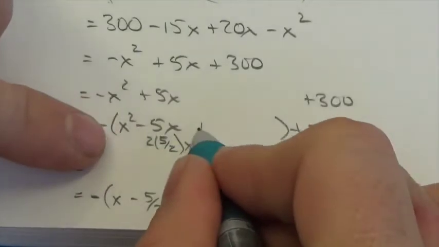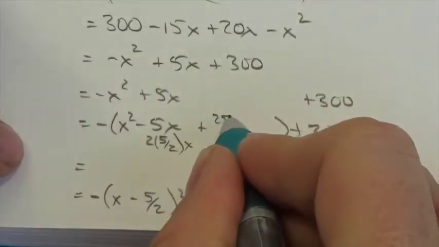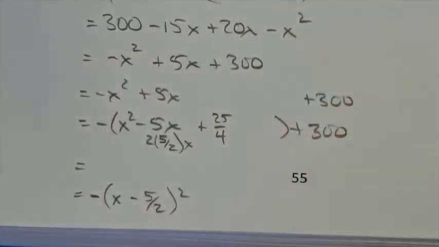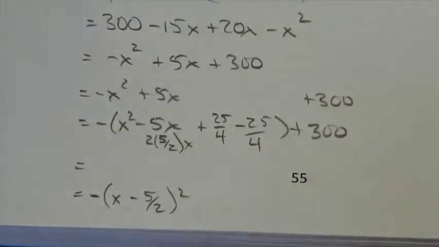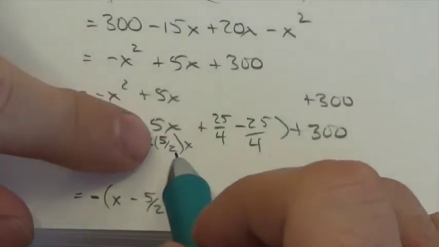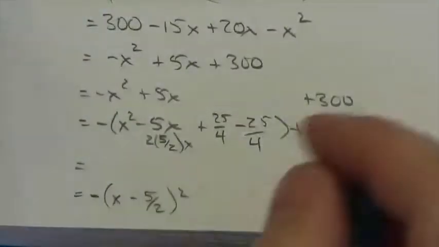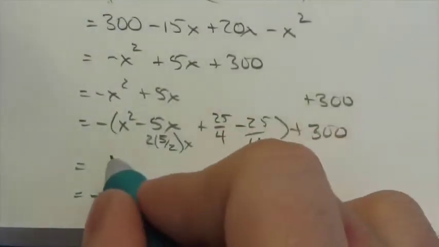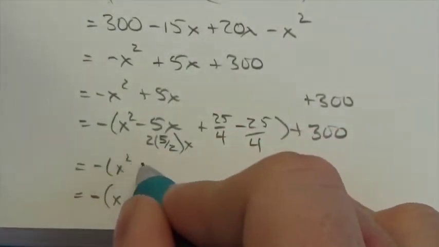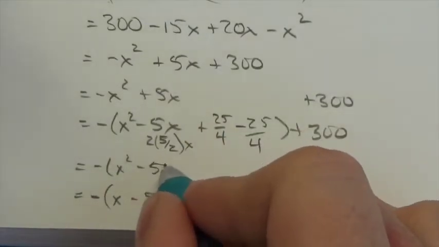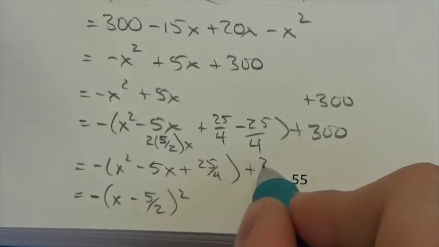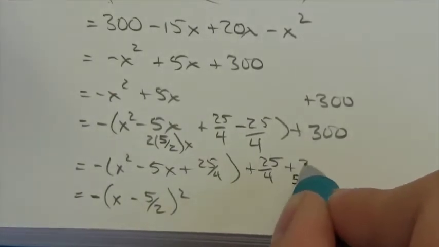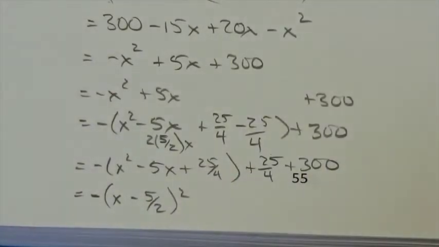So I'm going to add that number squared. But if you remember what I did before, I'm not going to convert that into 2.5 and then square that. I'm just going to leave this as 25/4 minus 25/4 because it's just easier for me to do that. Just square the numerator, square the denominator. Done. Now I'm going to take the negative out, so it'll be negative x squared minus 5x plus 25/4. And then this is going to be plus 25/4 plus 300.